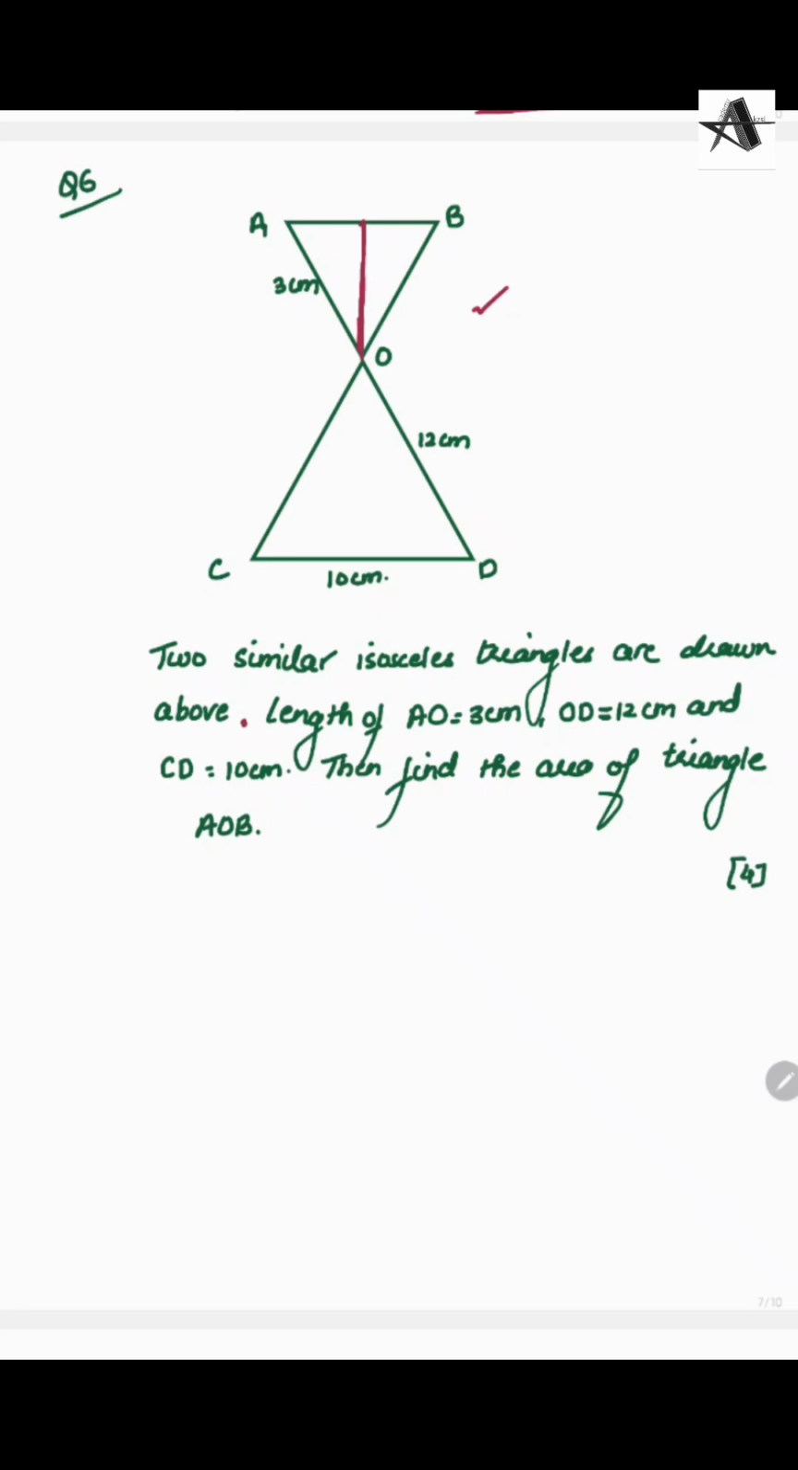This triangle has a height of 2.72. This is height. Base is 2.5. So area is going to be half times base times height. Final answer is 3.4 centimeters squared. That's the final answer.